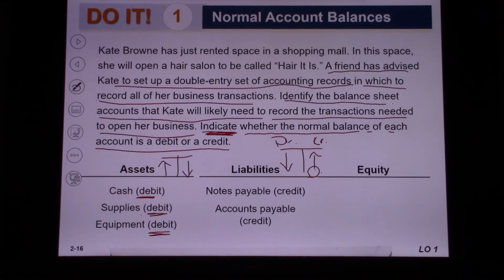And finally, only owner's capital as an equity account will be needed when Kate begins a business. What is the normal balance for the owner's capital account? We have stated before that the owner's capital account increases on the credit side and decreases on the debit side. This is the debit side, and this is the credit side. So the normal balance will be here on the increase side, or the credit side.